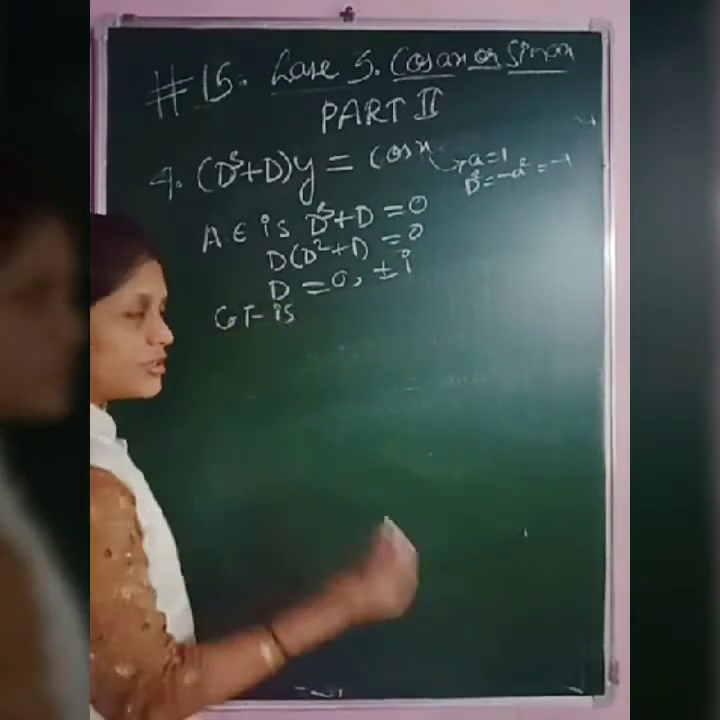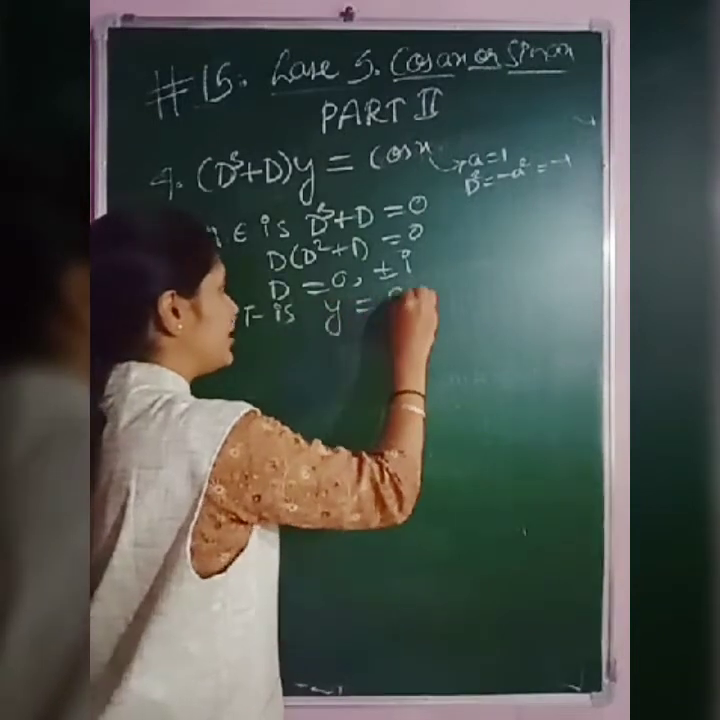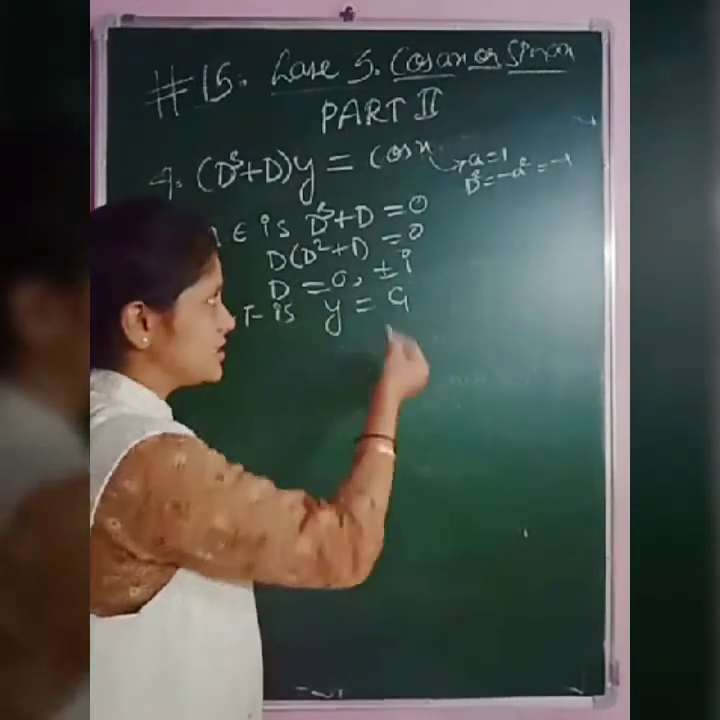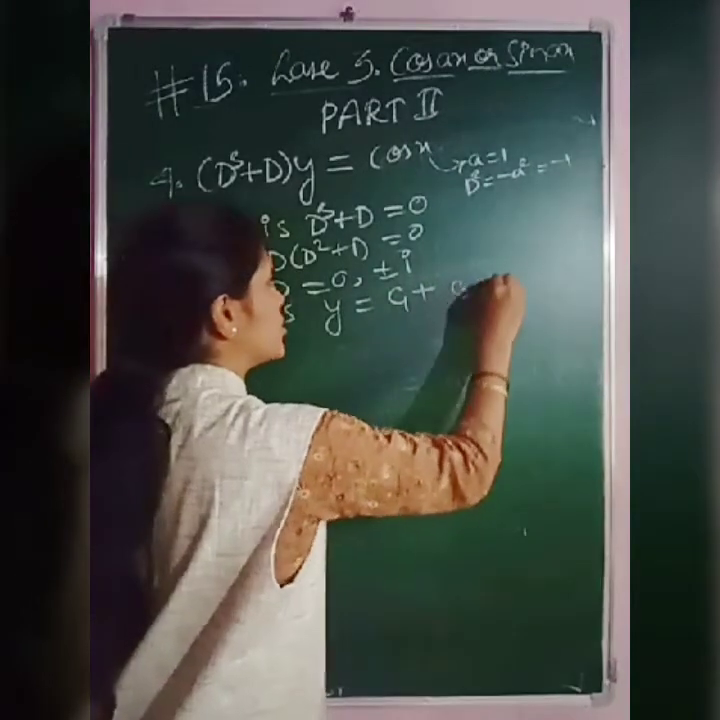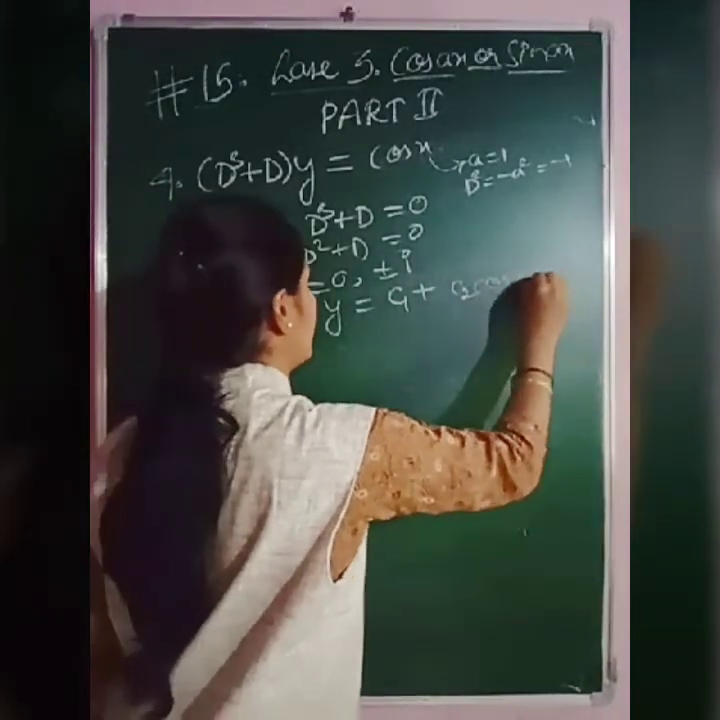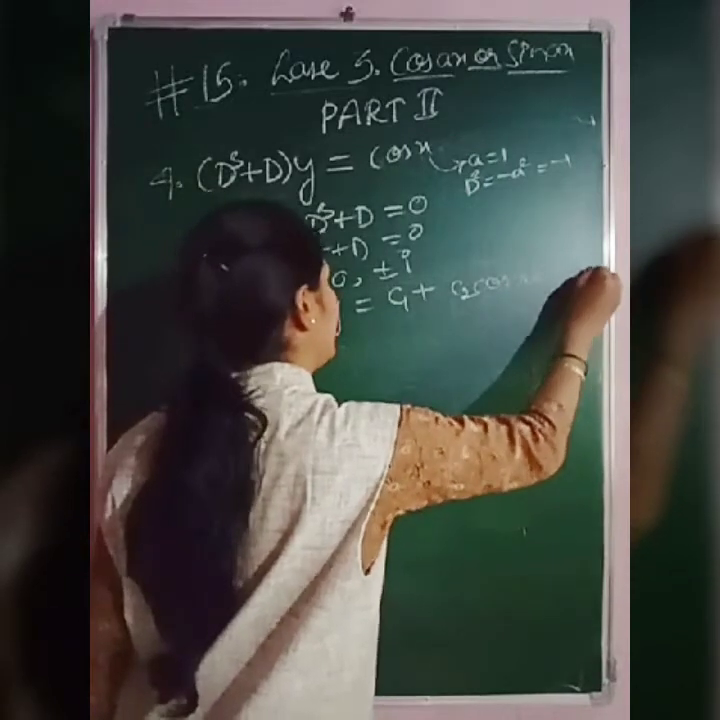The complementary function, or CF, is y equal to c1 e raised to 0x, that is 1, so c1, plus a is 0, so c2 cos Bx, b is 1, plus c3 sin Bx, b is 1.